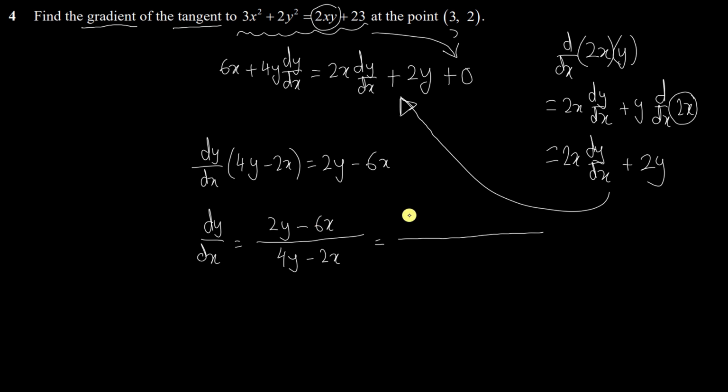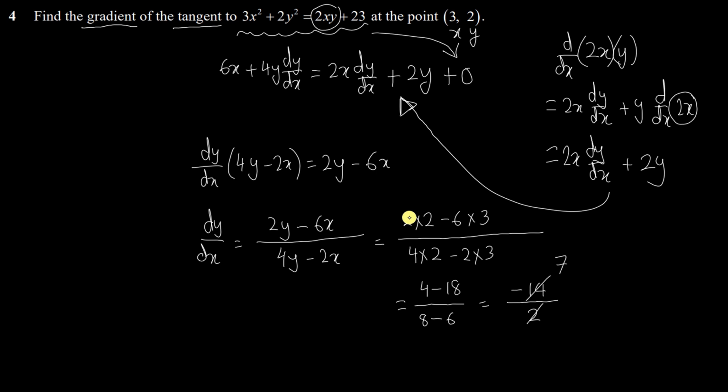This is again the x value, the second one is the y value, put them there: 2 into 2 minus 6 into 3, and on the bottom it is 4 into 2 minus 2 into 3. So 4 minus 18 is minus 14, divided by 8 minus 6, and from the bottom we get 2. We can cancel with the 7, so our final answer is minus 7.